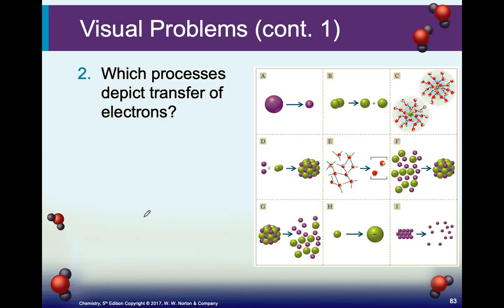Do the ion ones count, like F and G? No, they are not. Those ions are just coming together and forming a crystal. They're attracted, but they're positive and negative ions, and they remain positive and negative ions. So there is no transfer of electrons in F nor in G. What about B? B looks like a diatomic molecule and it's separating, but I don't see any charges, which means there is no transfer of electrons there either.